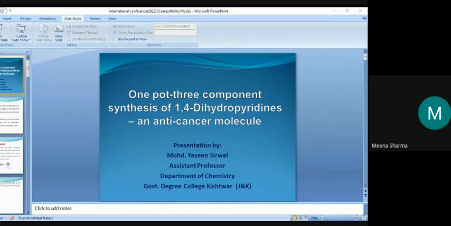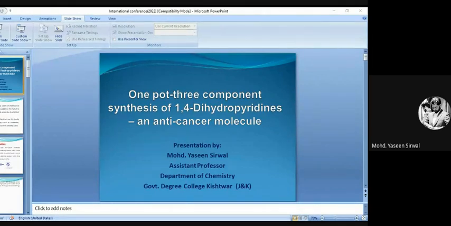The title of my presentation is one-pot, three-component synthesis of 1,4-dihydropyridines, an anti-cancer molecule. Cancer is one of the leading causes of death across the globe. A lot of drugs are available in the market, which are highly expensive due to their complex mode of synthesis. Various drugs utilized to treat this deadly disease include vinblastine, vincristine, podophyllotoxin, Taxol, etc.